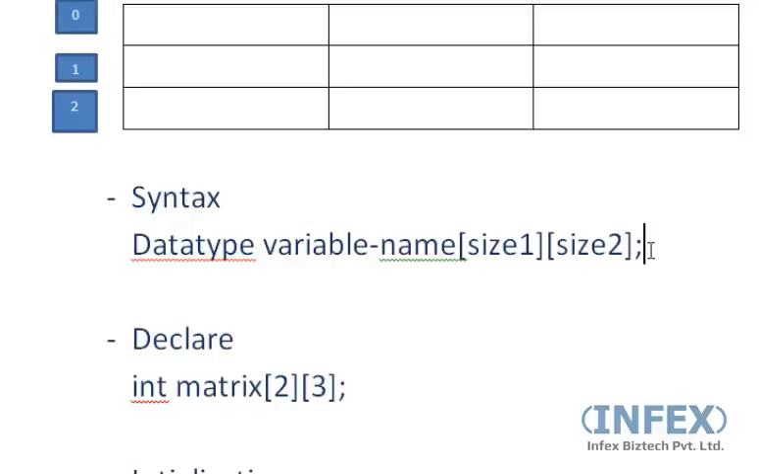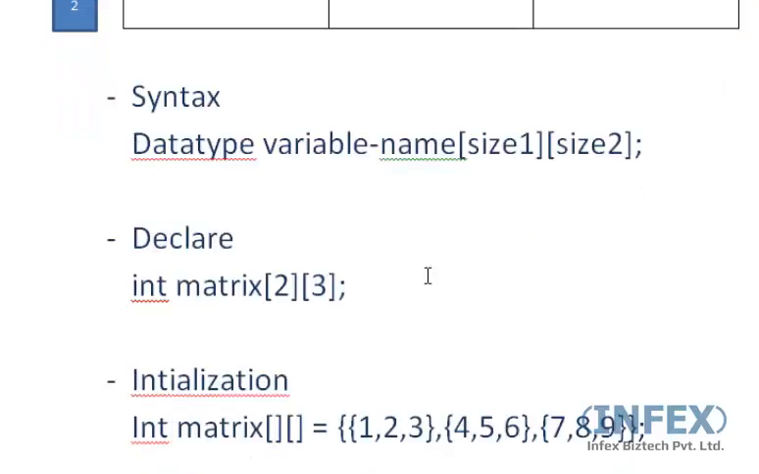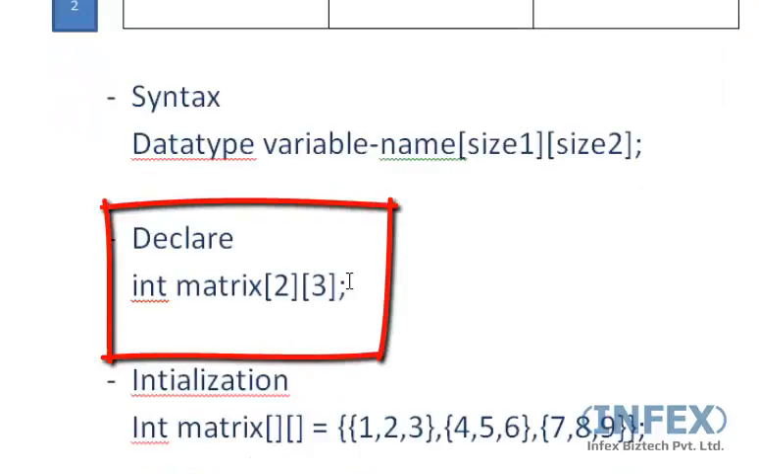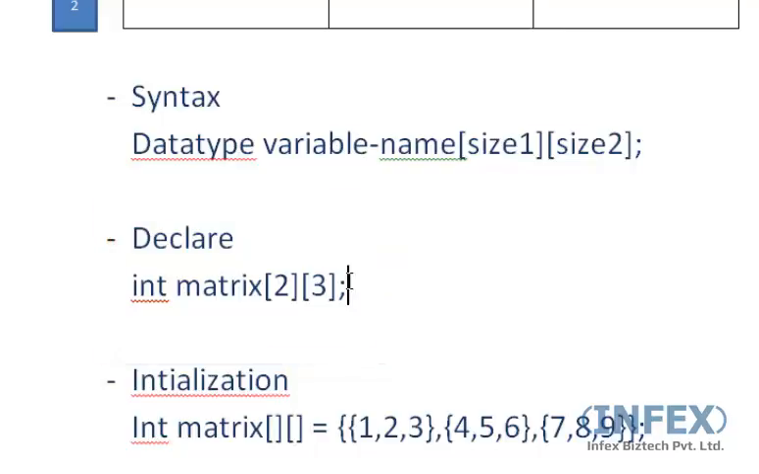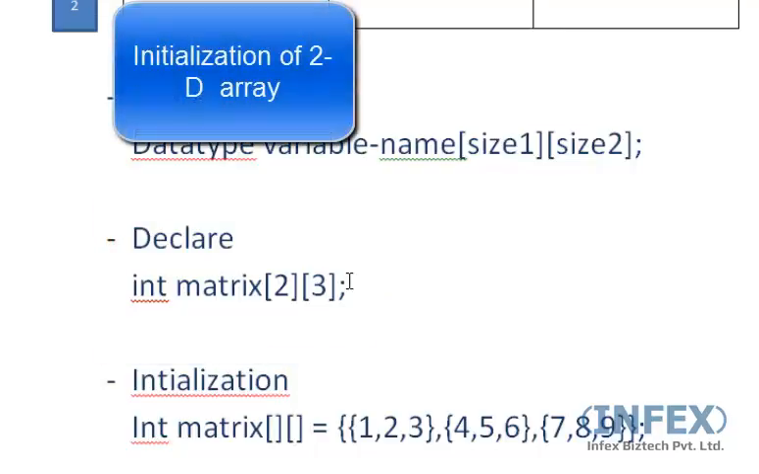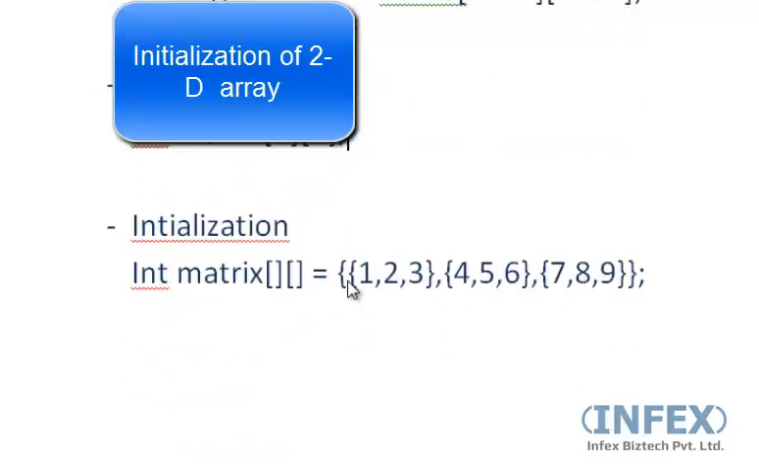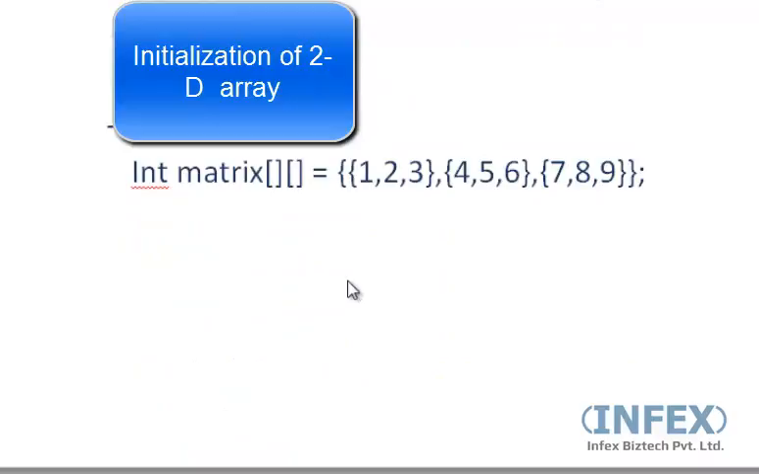Let's take a look at how to declare the multi-dimensional array. This is the example of a multi-dimensional array. int is the data type, matrix is the name of the array, 2 is the number of rows and 3 is the number of columns. Now let's take a look at the initialization.